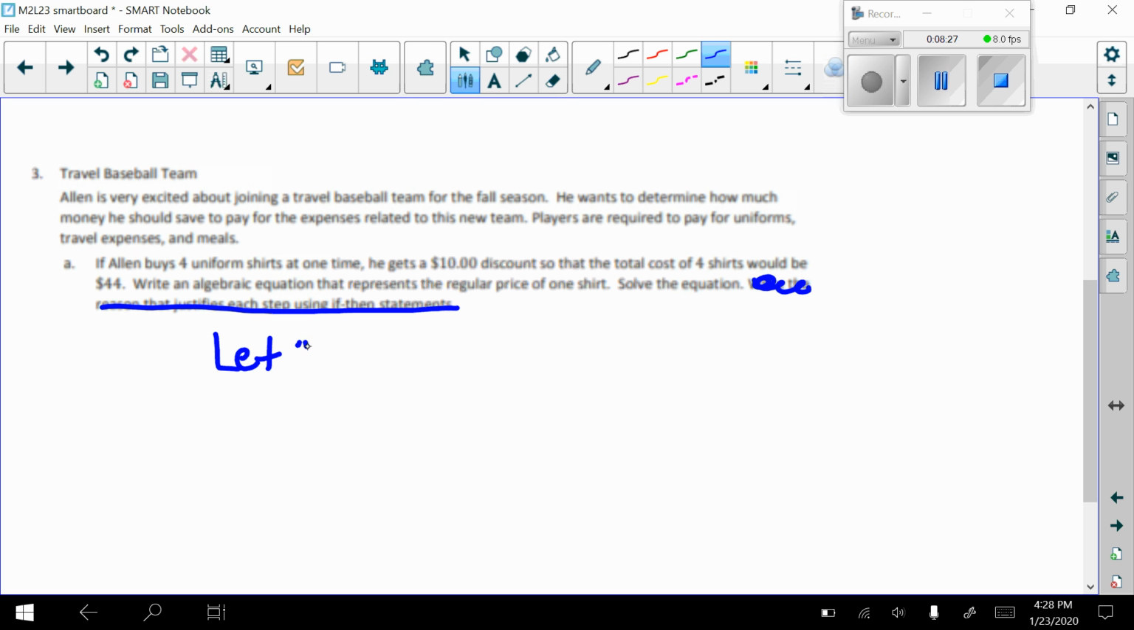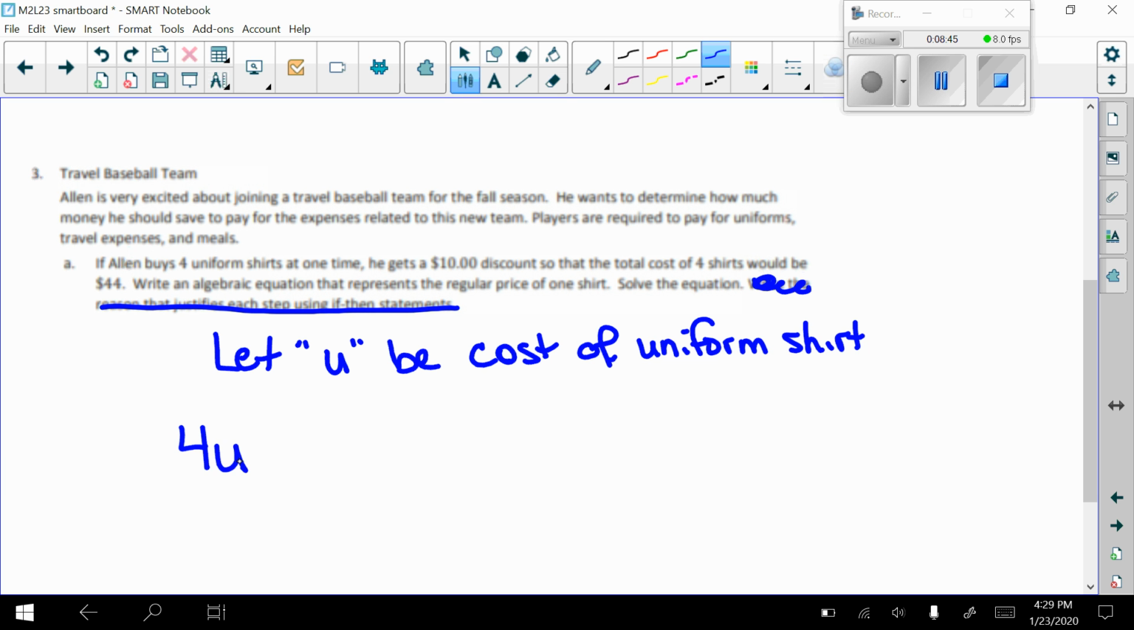Let U be the cost of a uniform shirt. So let's see, he buys 4 uniform shirts and he gets a $10 discount. Does that mean he gets to save $10 or pay extra? He saves $10. How do we represent saving? It's less money we have to pay, so we're going to subtract 10. 4 uniform shirts minus $10 has a total of $44.